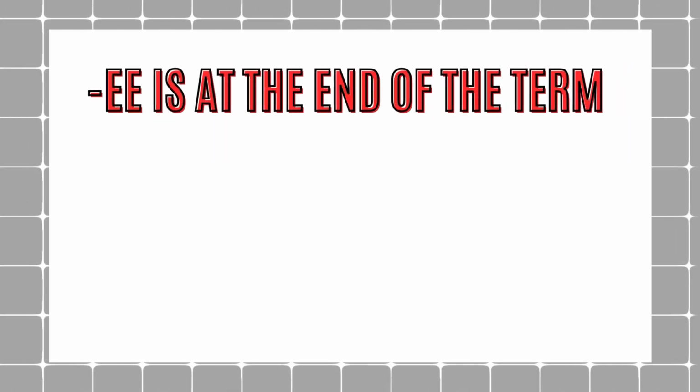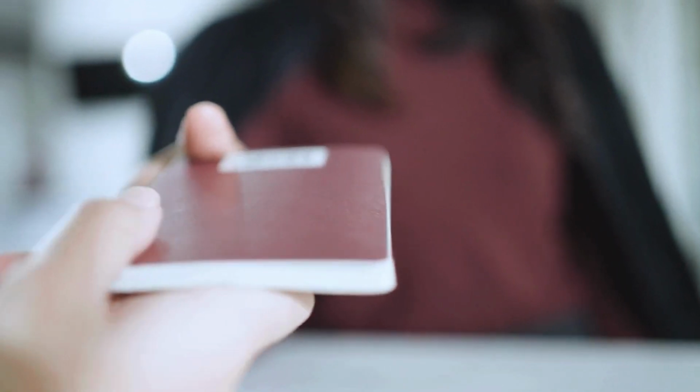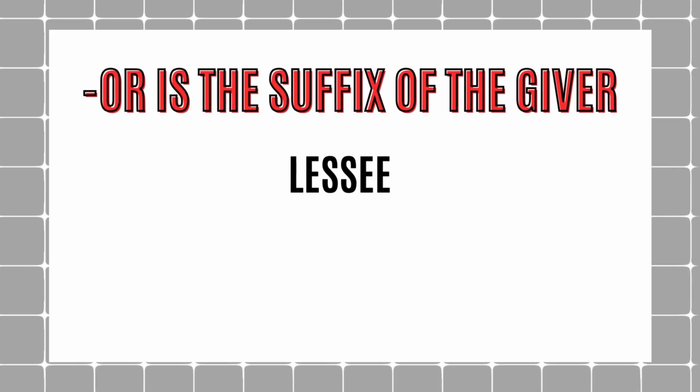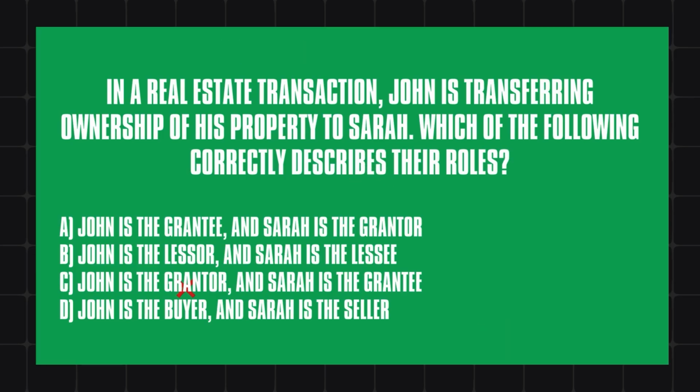EE, on the other hand, can be found at the end of the term that refers to the receiver, acquirer, or purchaser. For example, lessee, grantee, and vendee. Consider this question. In a real estate transaction, John is transferring ownership of his property to Sarah. Which of the following correctly describes their roles?